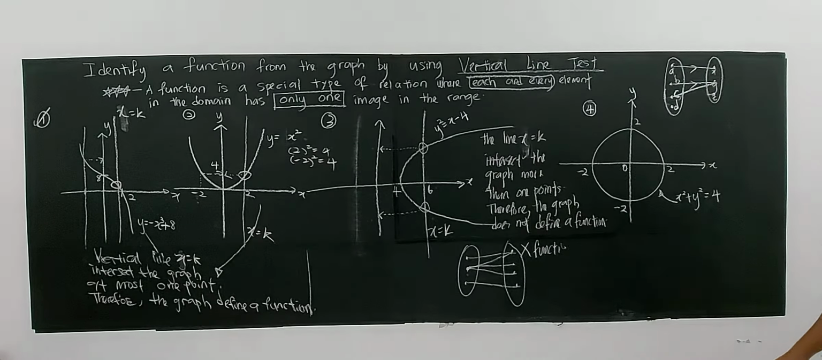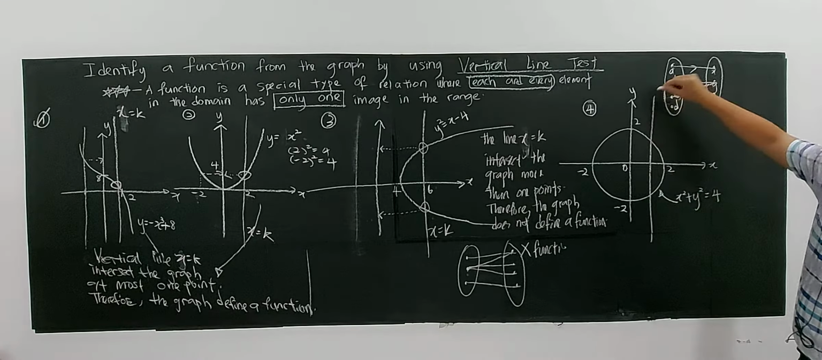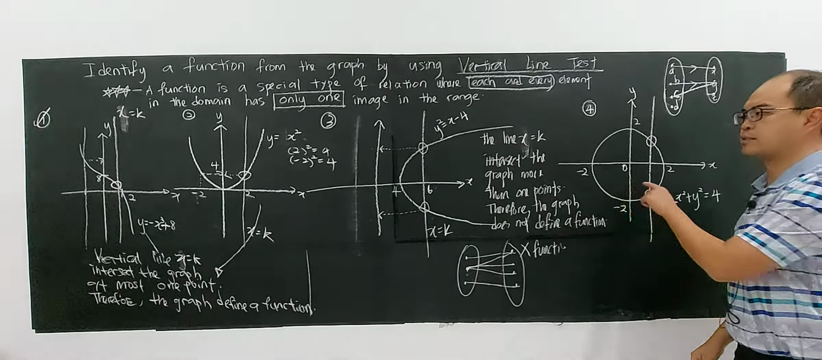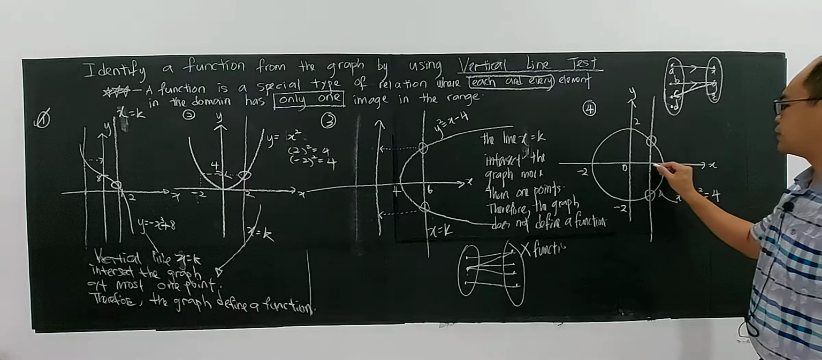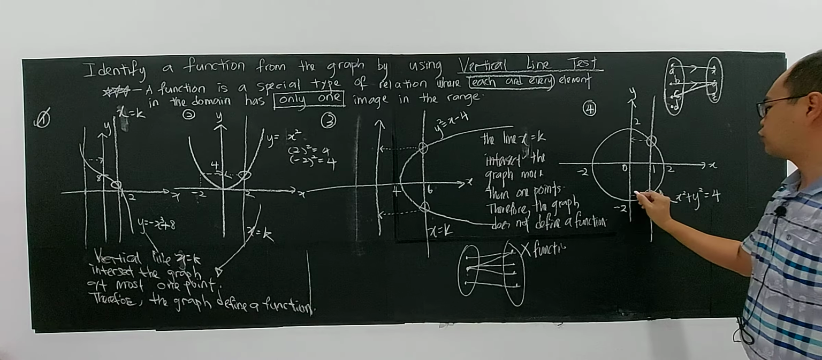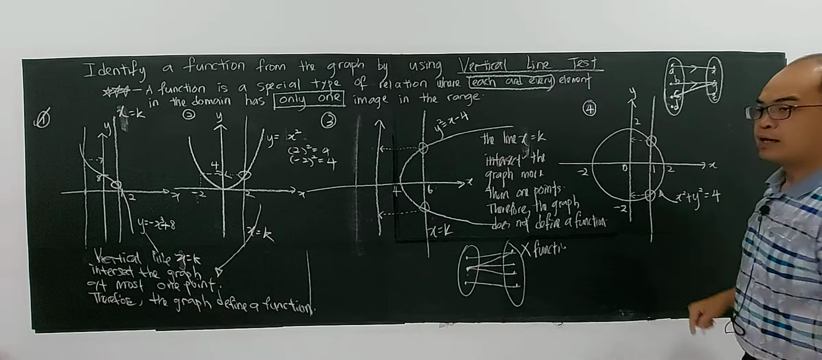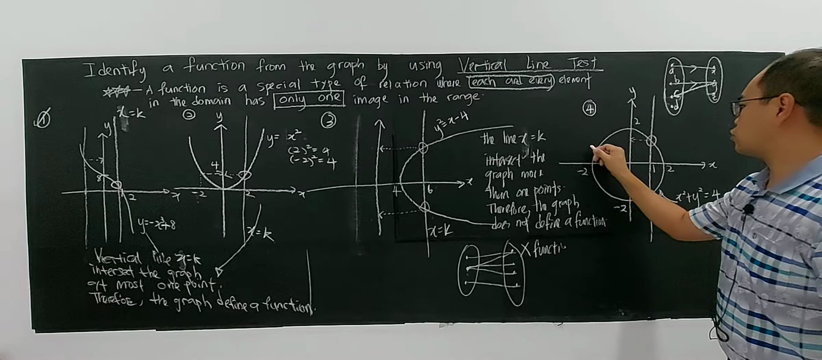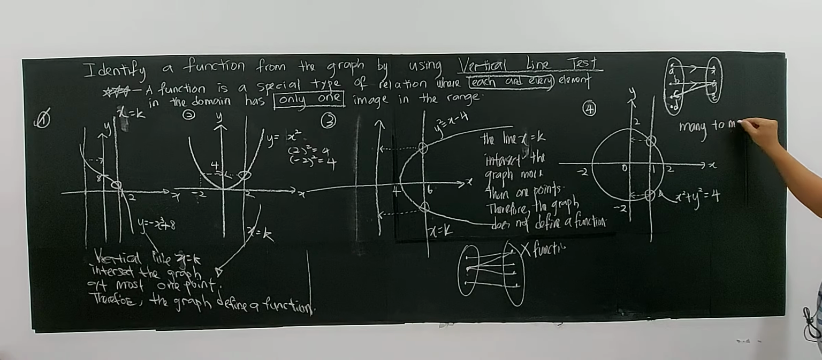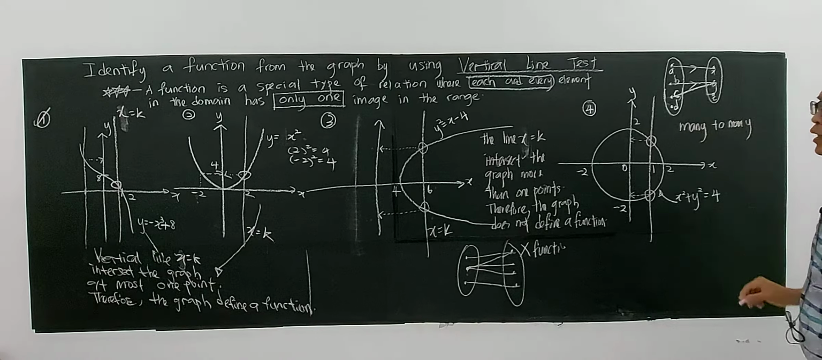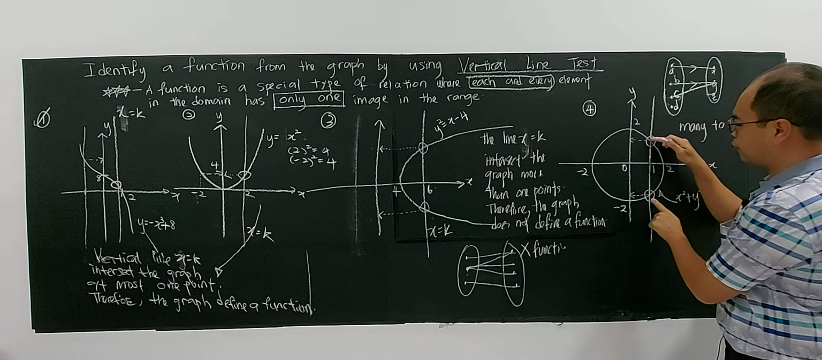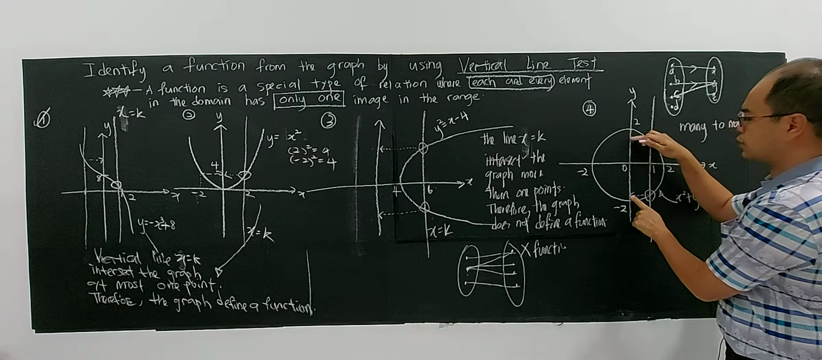How about this one? If you draw a vertical line test, it has already failed. Why? Because it has two intersection points. So very simple, it's the same thing here. If I have 1 here, I have two different values of y, right? One object has two images. And at the same time, this is a many-to-many relation, right? Why? Because you see, one object has two images.